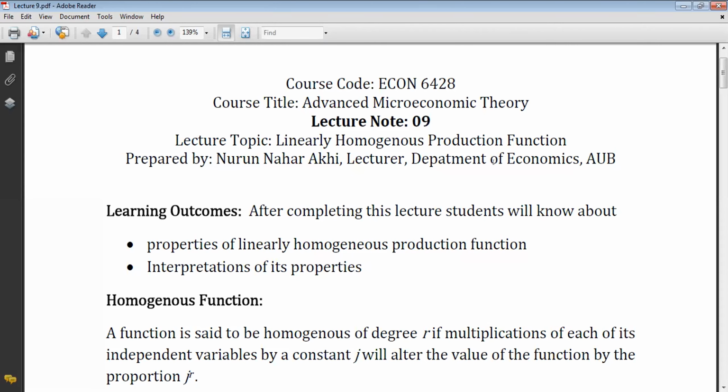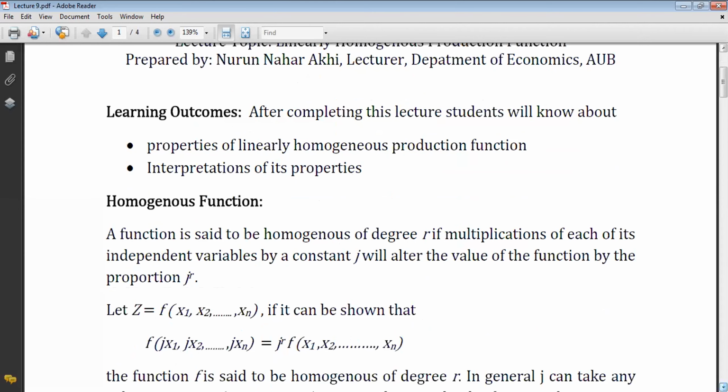So I am going to start today's lecture. Today's lecture topic is linearly homogeneous production function. So first of all, learning outcomes. After completing this lecture, students will know about properties of linearly homogeneous production function and interpretation of its properties.